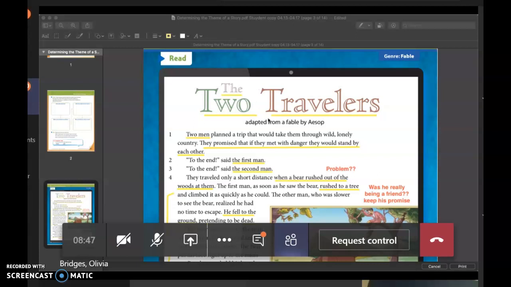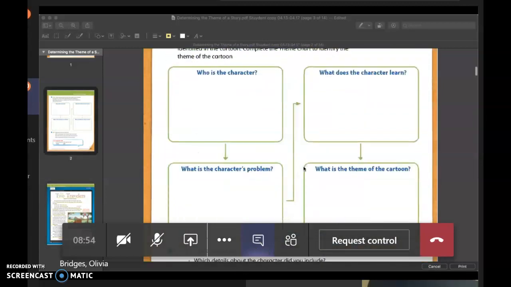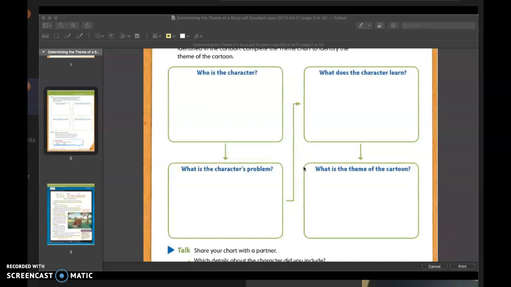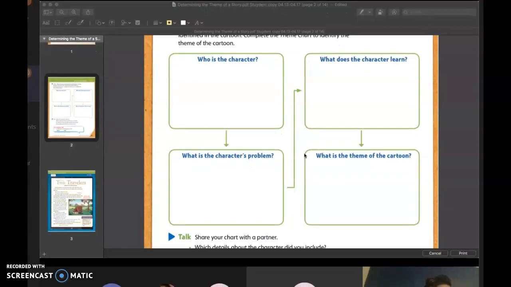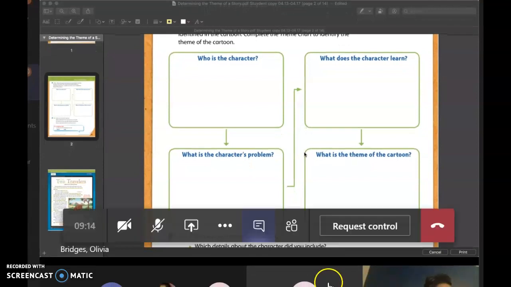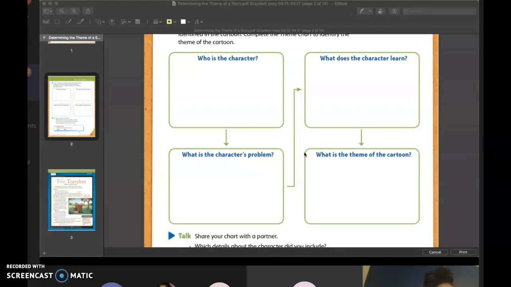With the story, okay? So the story we're going to be working with today is called The Two Travelers, and it's adapted from a fable by Aesop, okay? And so just to keep it consistent with even yesterday's teacher model, we want to make sure that we use our graphic organizer to organize our thoughts, okay? And the reason why this particular graphic organizer has arrows pointing to different boxes is because when we are finding the theme of the story, we want to make sure that we organize our thoughts in a specific order to help us get to what the lesson of the story is.